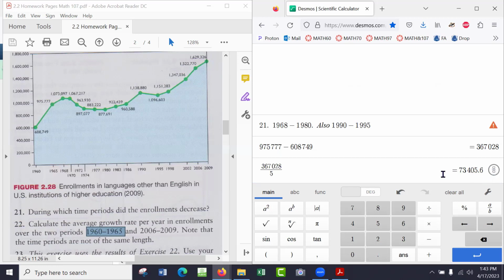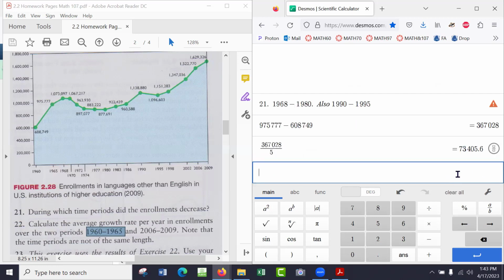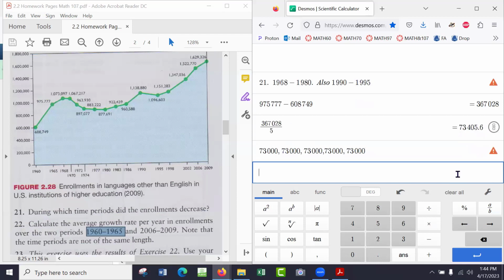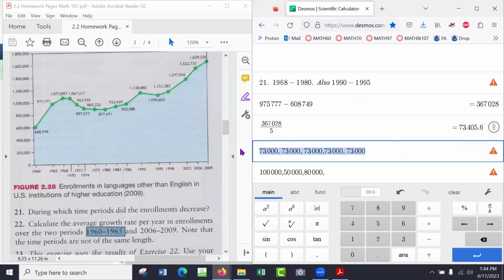In other words, it's kind of like the enrollment went up by 73,000 and then it went up by 73,000 again, and then it went up by 73,000 again. I'm rounding. I know it's 73,405, but it kind of did that each year. Of course, it didn't do that each year. What probably happened is it went up by 100,000 one year, and then it went up by 50,000 another year, and then it went up by like 80,000 another year, and so on, right? But the average was about 73,000 each year. Okay. That's the average growth rate.